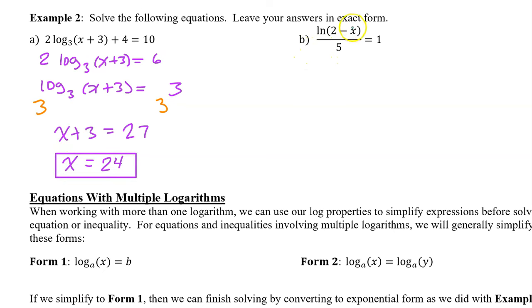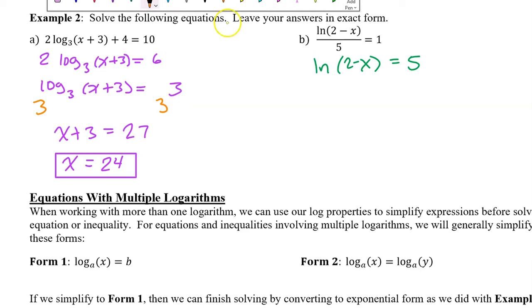Example 2, part B. Let's try to isolate the natural log of 2 minus x. Let's start by multiplying 5 on both sides, so that will give us the natural log of 2 minus x is equal to 5. Now, remember, this is really log base e of 2 minus x. So we can cancel out the natural log with a base e.